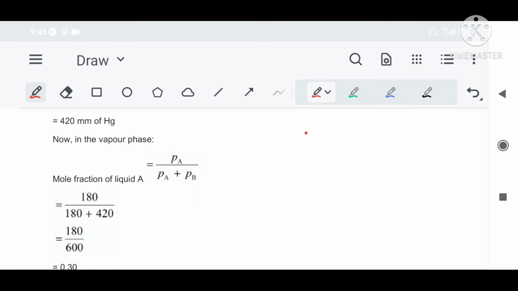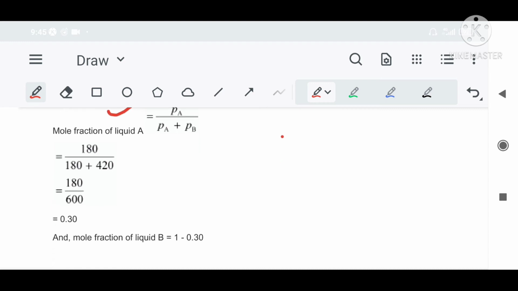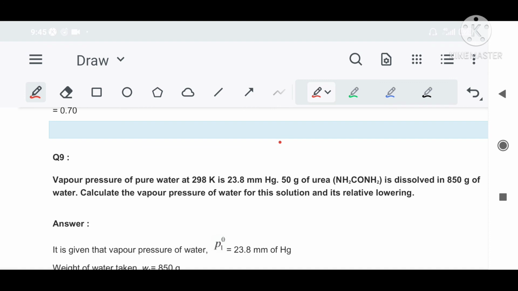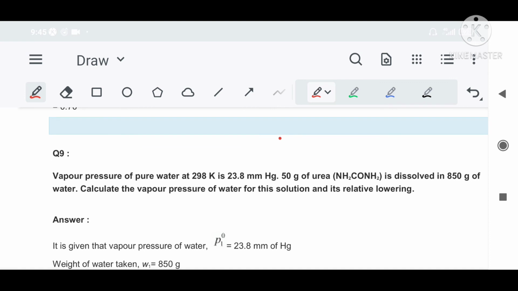And now the vapor phase composition is PA upon PA plus PB, and the mole fraction we can find by putting moles of A upon total moles, and B moles also we can find out. So composition means we have to find the mole fraction. Now next is vapor pressure. Again this is a question related to relative lowering of vapor pressure.